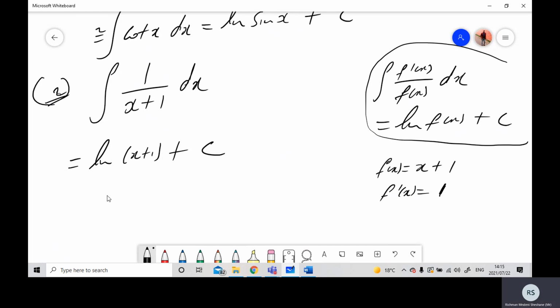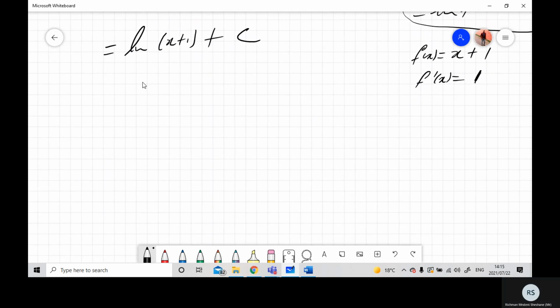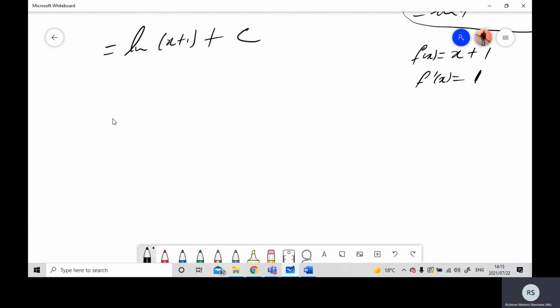Now, just to check the understanding before I continue with this standard form.